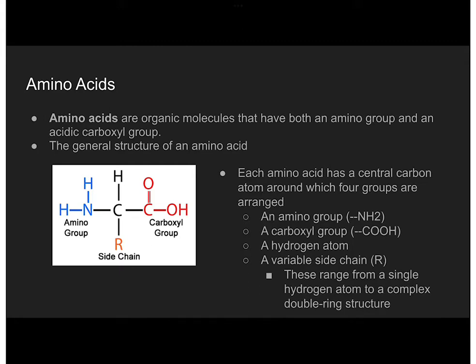So each amino acid has a central carbon atom, which you can see right here. There's your central carbon atom. And it has 4 groups that are arranged around it. So you have your amine group over here, and then you have a carboxyl group over here. You have your variable side chain, which has R, which means that it's most likely a hydrocarbon, but it could be a hydrogen as well. And then on the other side, we have our hydrogen atom.